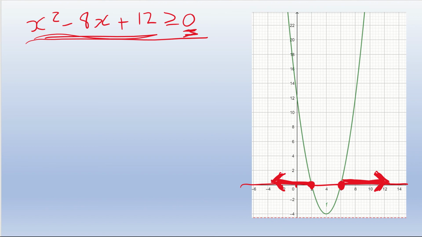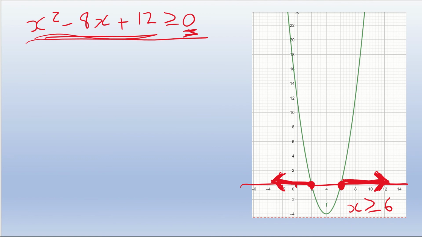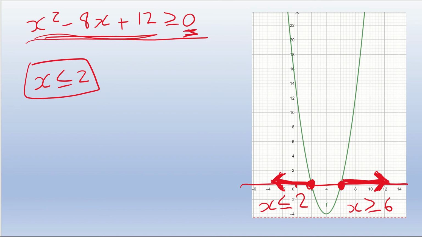So the way we write that in maths is any value for x greater than or equal to 6. So when x is greater than or equal to 6, and from 2 and backwards, that's going to be x is less than or equal to 2. So my two values here, or my range of values even, are when x is less than or equal to 2, or when x is greater than or equal to 6.